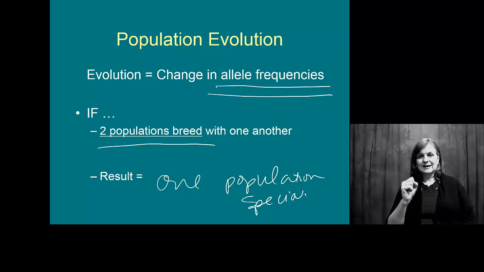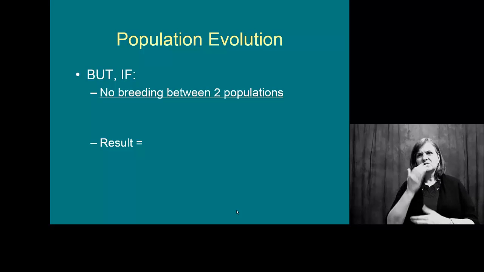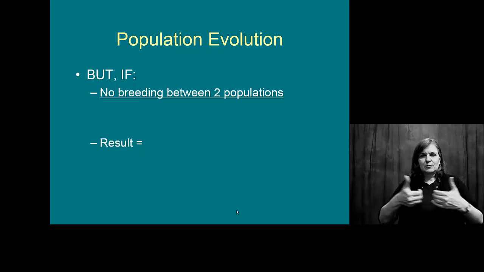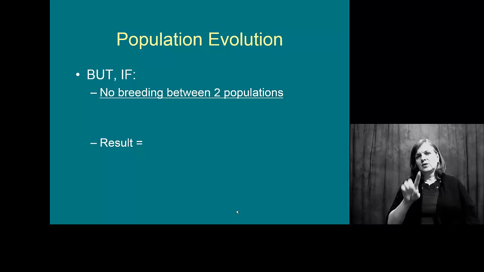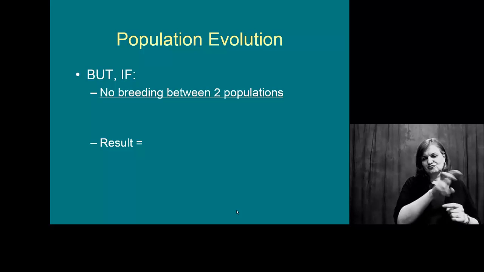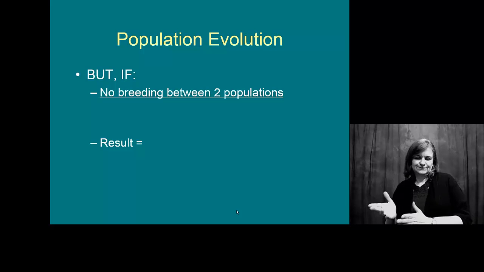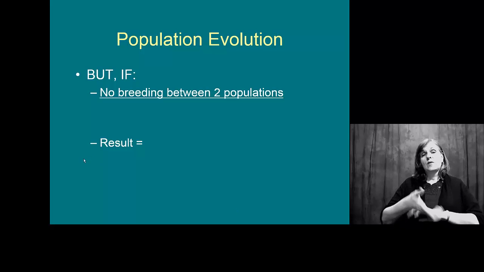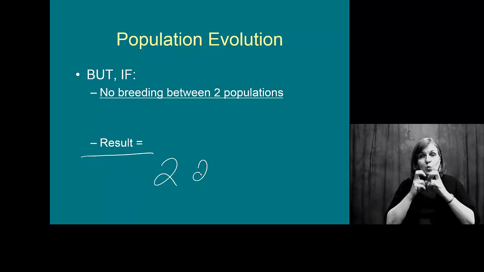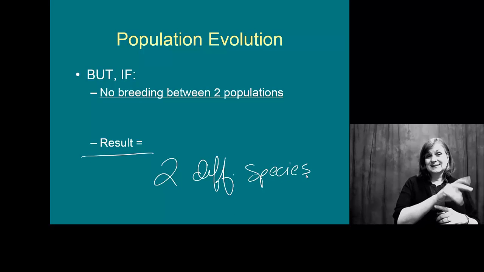We don't get a speciation event. But if there's no breeding between the two populations, so if there's some sort of geographical divide, the Grand Canyon is often an example that's used. The squirrels on the north rim of the Grand Canyon are not going to travel to the south rim of the Grand Canyon to find a mate. Not going to happen. So in this case, over time, you could get two different species of squirrels on the north and south side of the Grand Canyon.